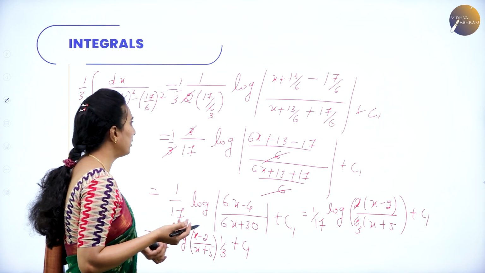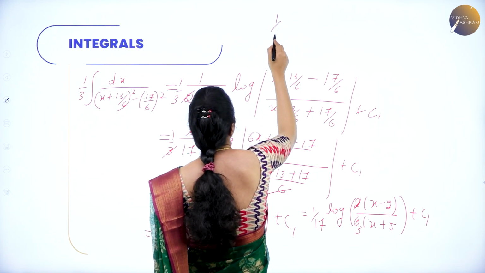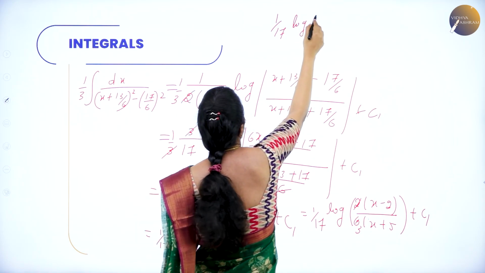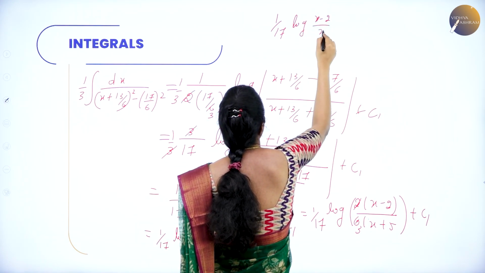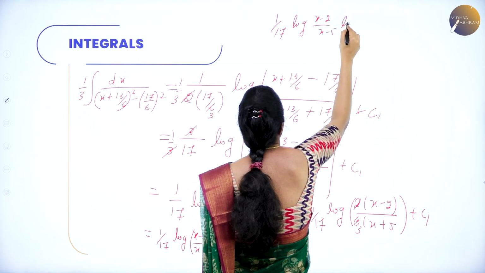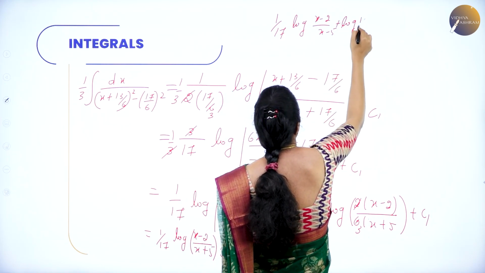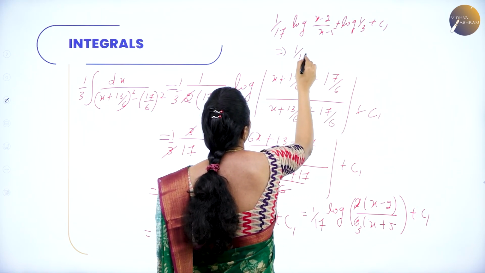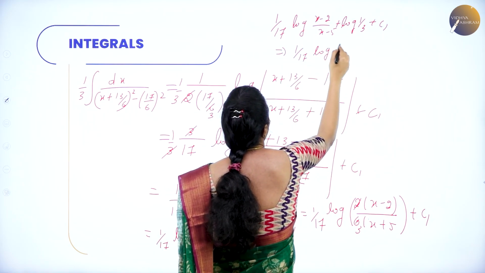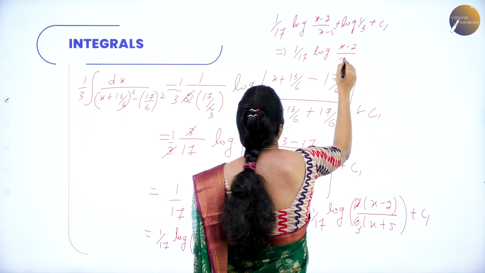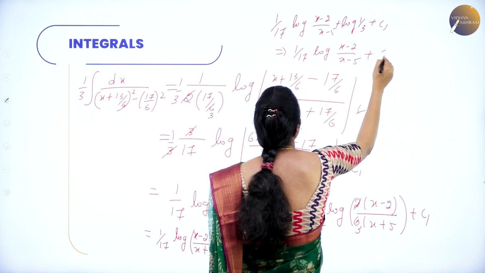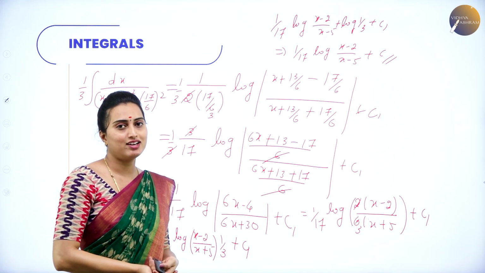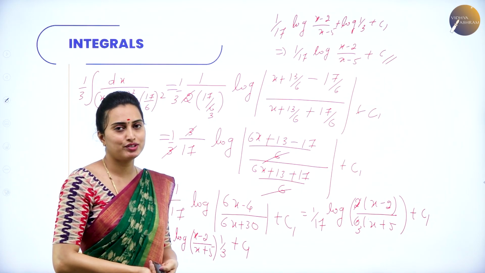That is 1 by 17 into log of (x minus 2) divided by (x plus 5), plus log of 1 by 3 plus c1, which will become 1 by 17 into log of (x minus 2) divided by (x plus 5) plus c, where c is log of 1 by 3 plus c1, and that is your final answer. I hope you understood this one.